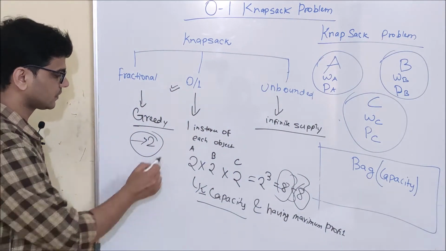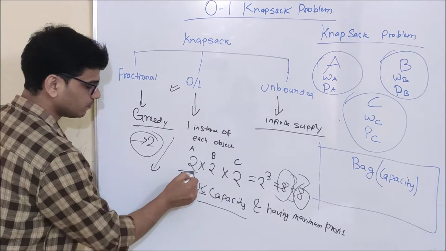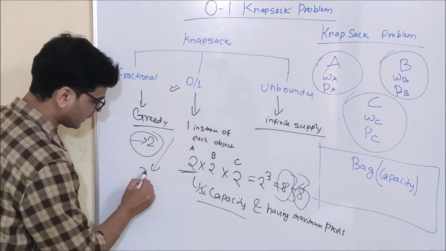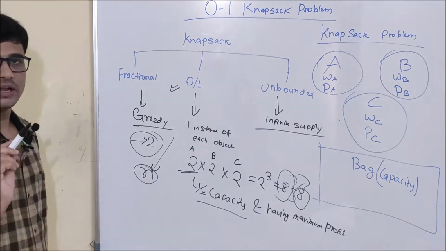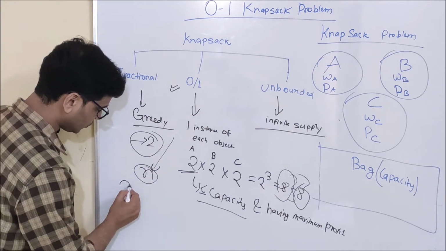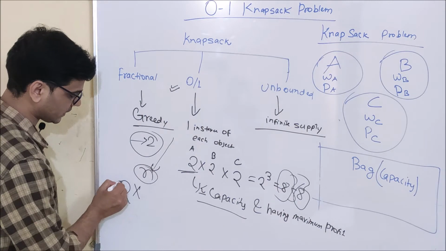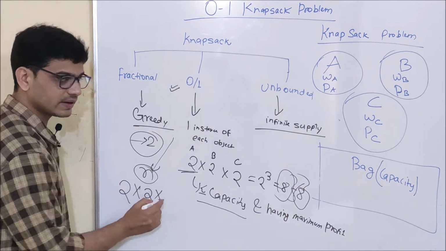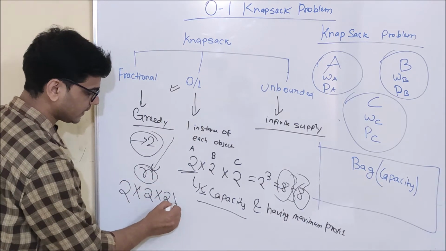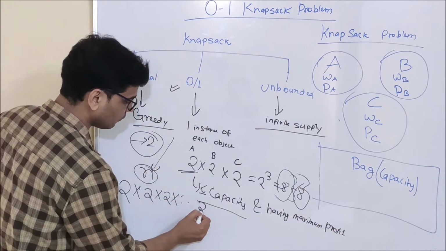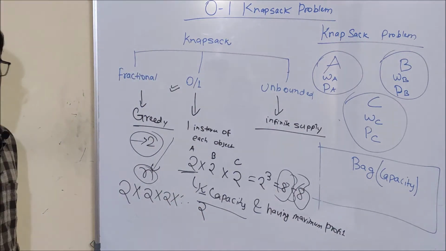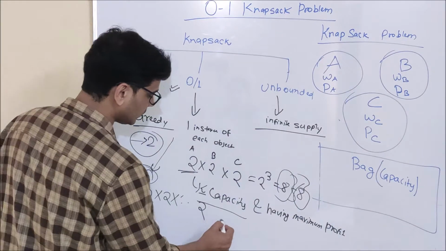And one more thing, this is the brute force solution, and suppose I have n objects, then for each object I will have 2 options. For the first object I have 2 options, for the second object I have 2 options, for the third object I have 2 options. Similarly, for n objects also I will have 2 options each. So how many options in total?